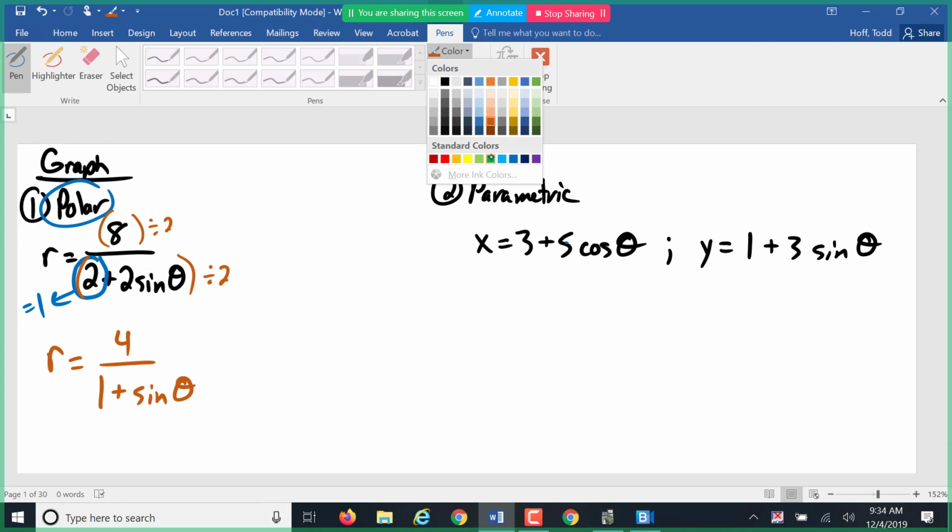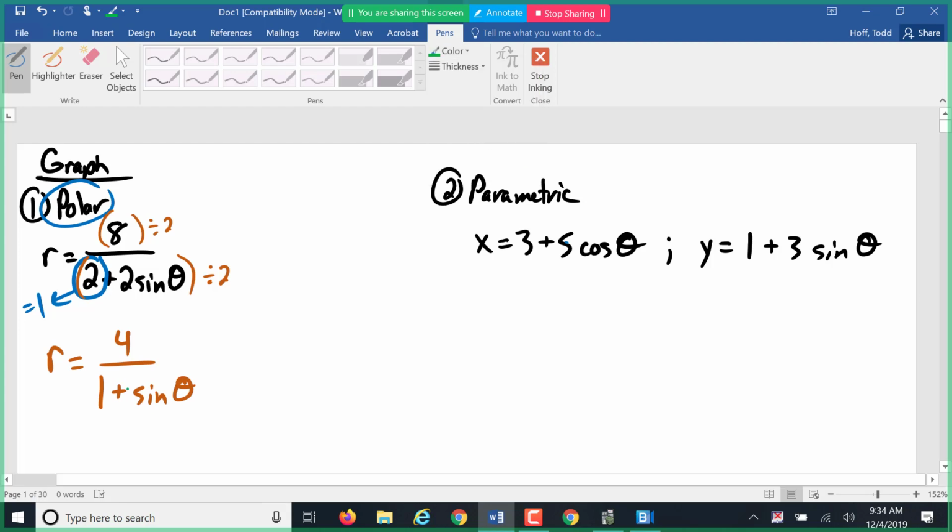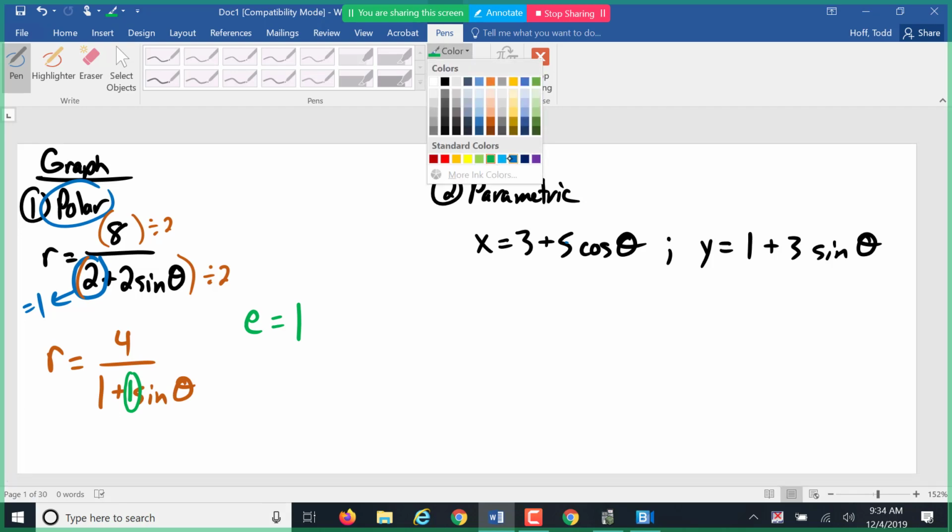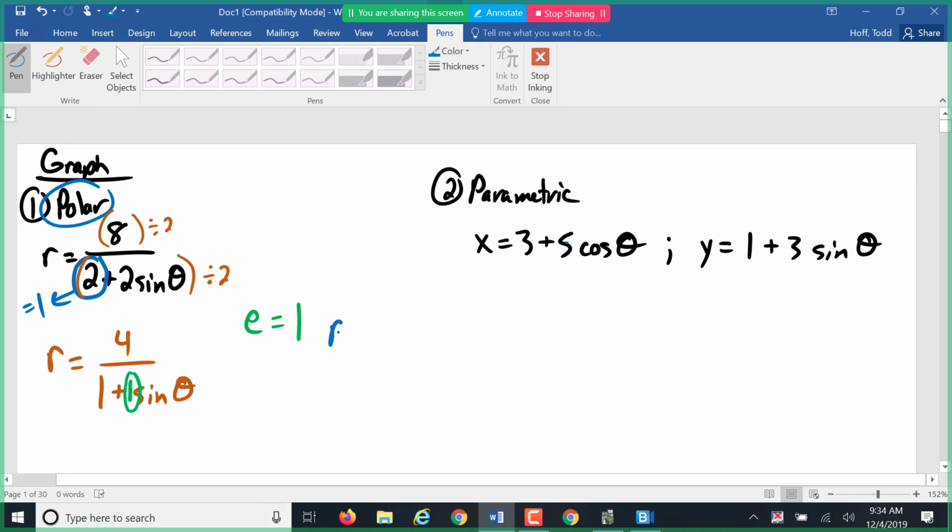So there are some important pieces of information we have here. One is, this is really a 1 times the sine theta. So e, or eccentricity, is a 1. The eccentricity of a 1 means that this is a parabola.